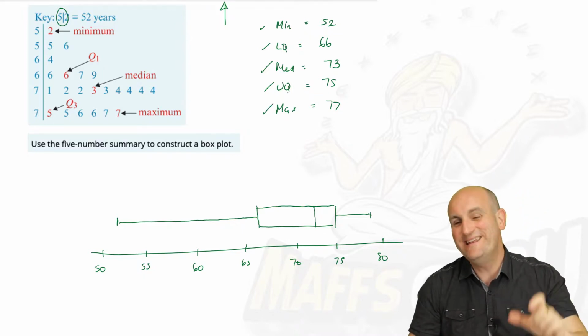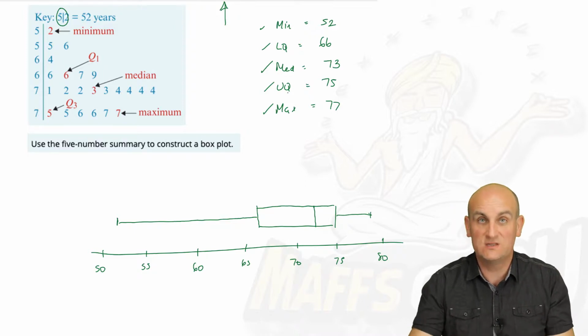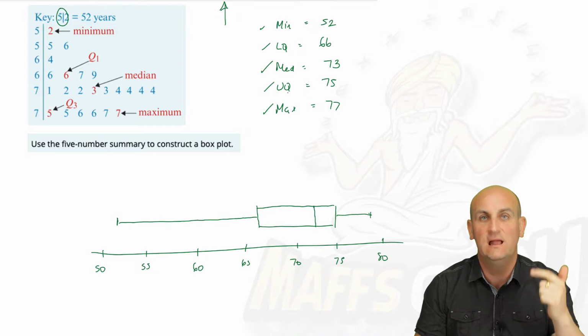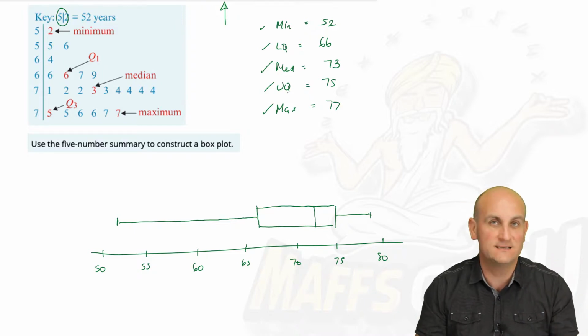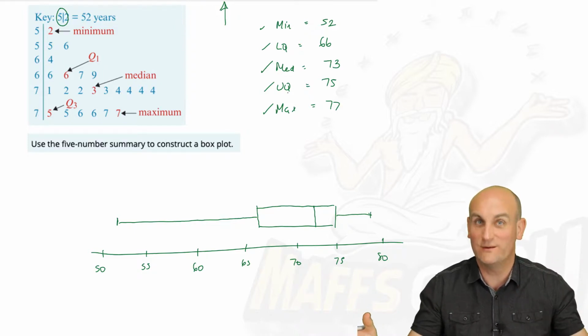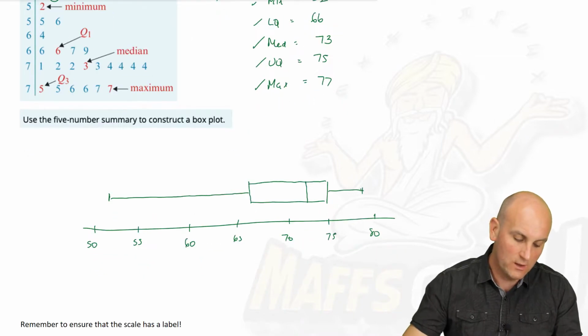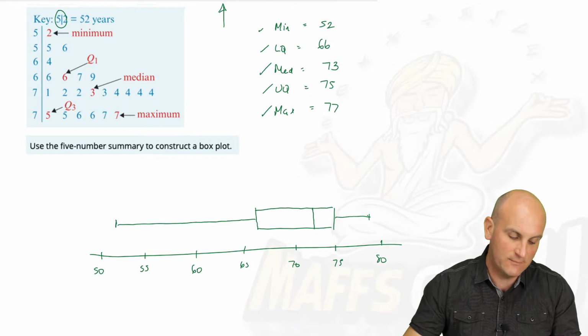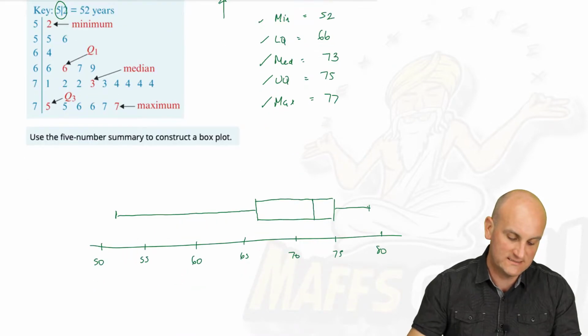Now, as I say, in the next video, we will be able to use that box plot to start describing my data. We can look at the center, the spread, we can look at any outliers, but we've got to get to outliers first, okay? So, it says here, remember to make sure that your scale has a label. What was it? Life expectancy in years.